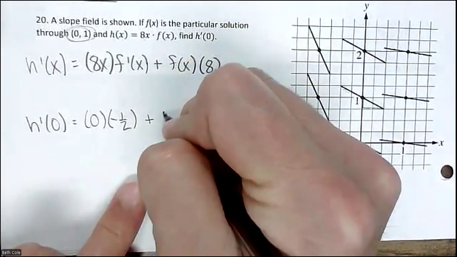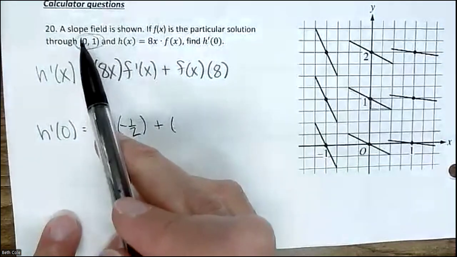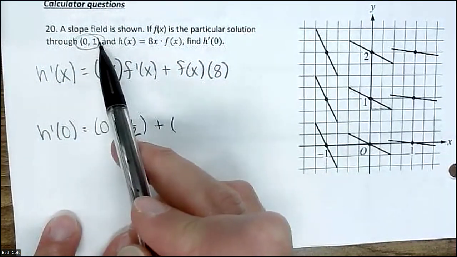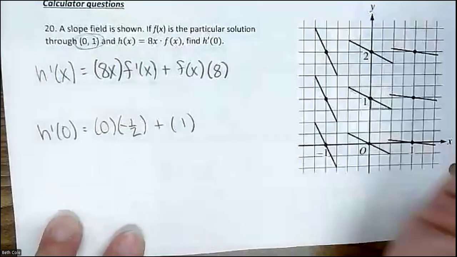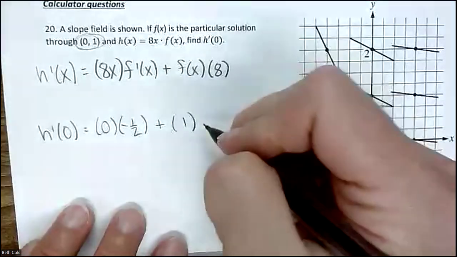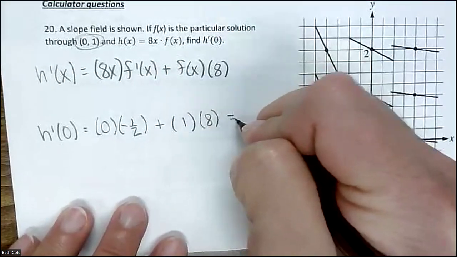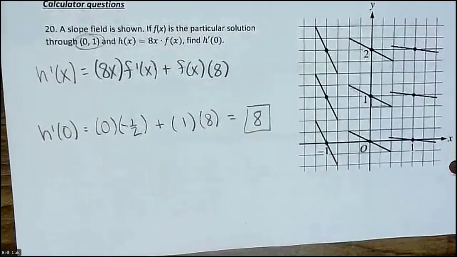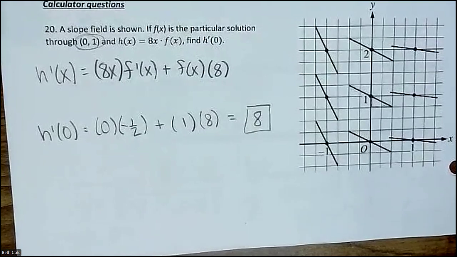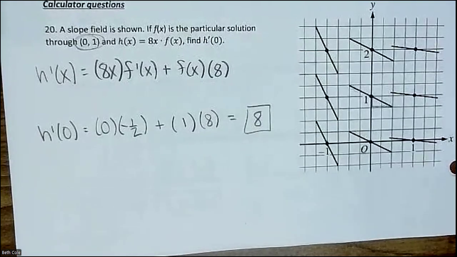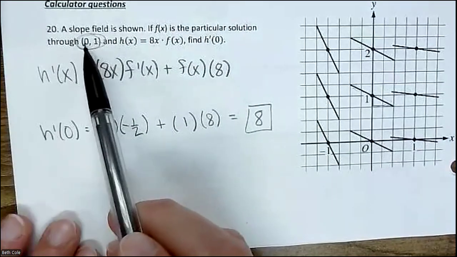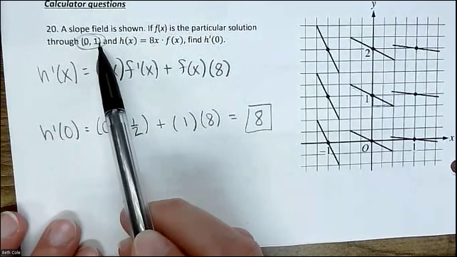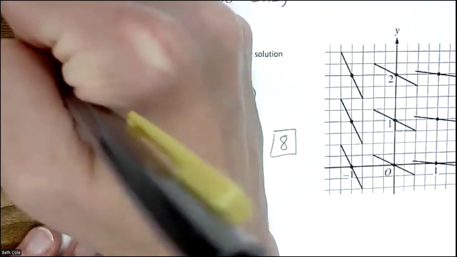All right, plus f of 0. Well, it's the point (0, 1). So 1 times 8. And so that whole thing just comes out to be 8. You'd be allowed a calculator if you wanted, but it's just 1 times 8. It was the point (0, 1), so f of 0 is 1. If you want to think of it that way.